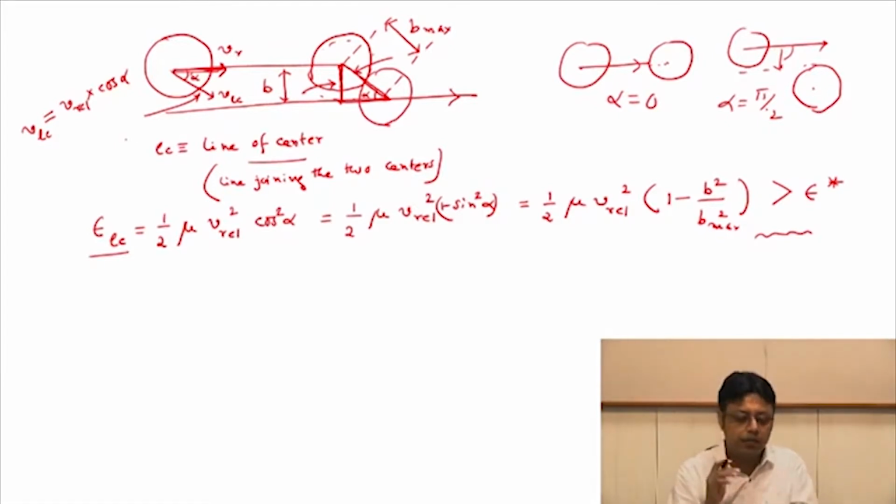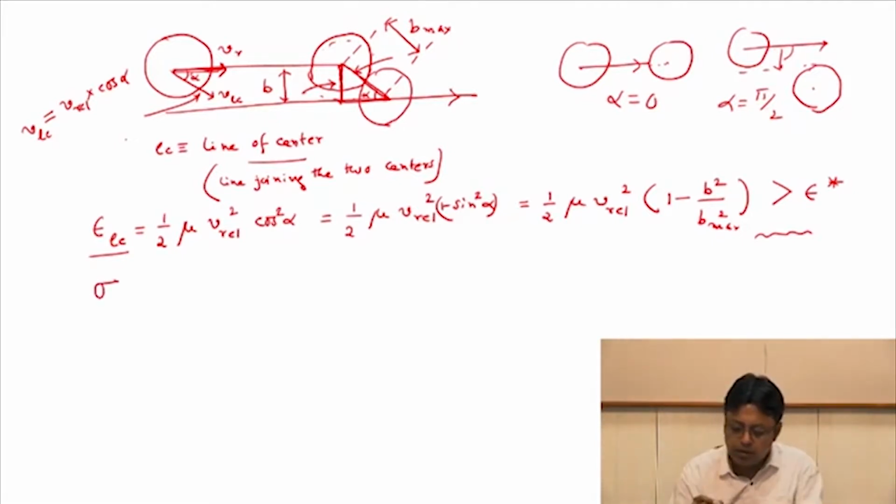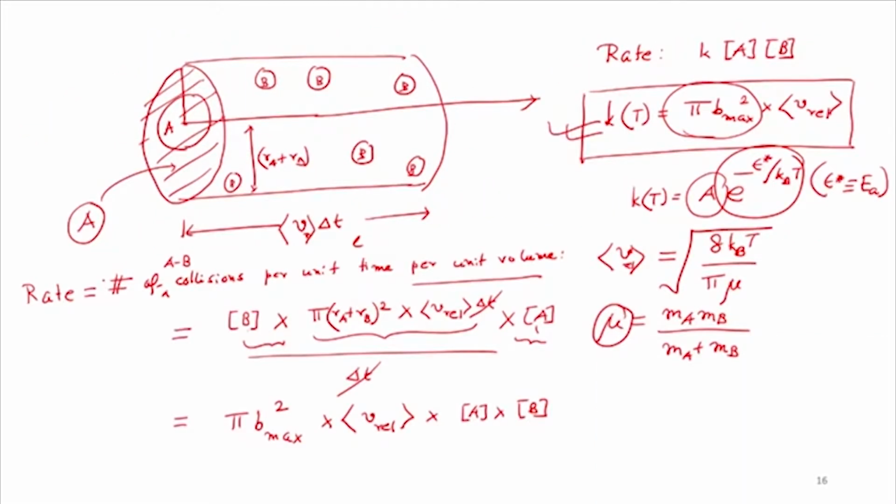They are all connected. Now the question is, earlier we saw that this pi b max square has a dimension of cross section, because if you think about what b max is, there was one molecule which is, suppose, hitting another molecule which is a bigger molecule or smaller molecule.